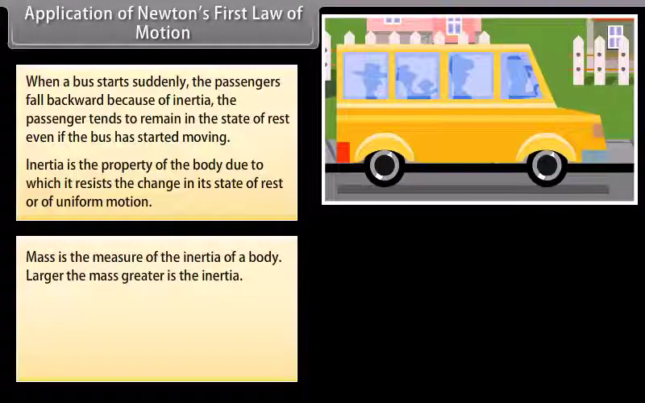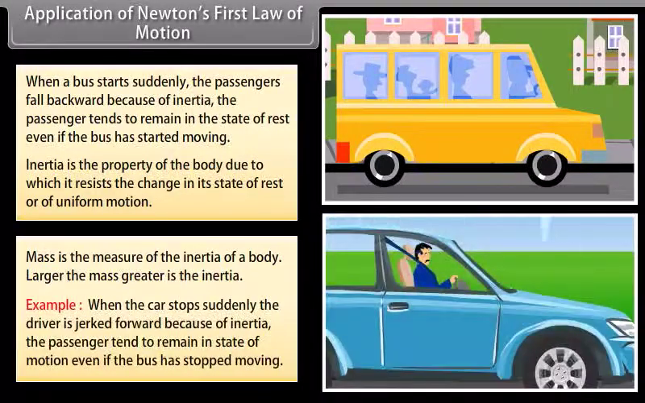Mass is the measure of the inertia of a body. Larger the mass, greater is the inertia. Example: when the car stops suddenly, the driver is jerked forward because of inertia. The passenger tends to remain in state of motion even if the bus has stopped moving.